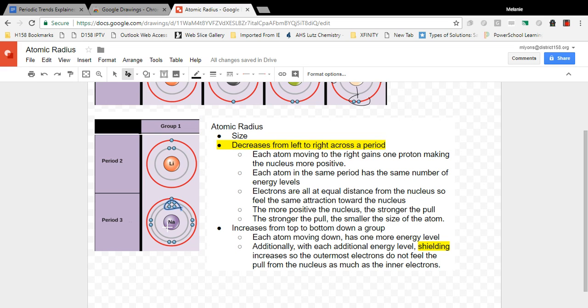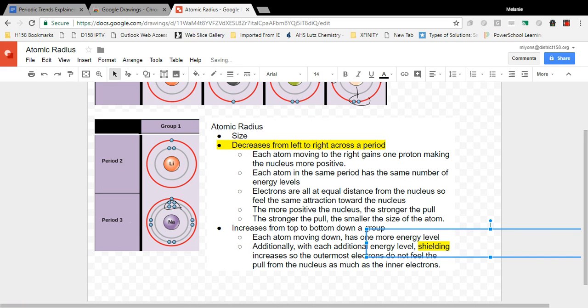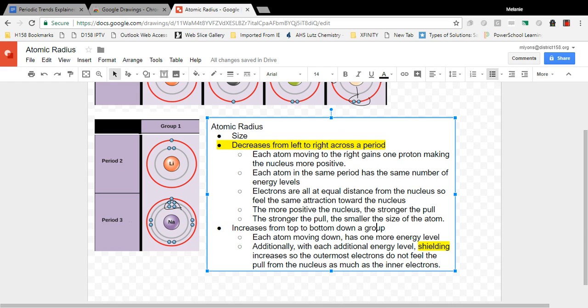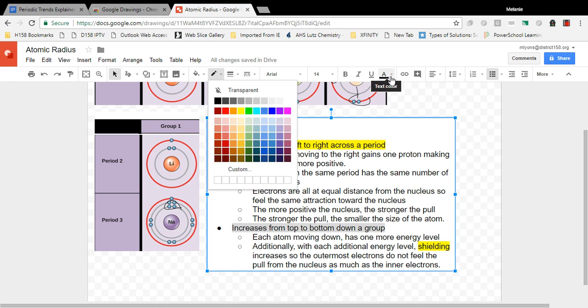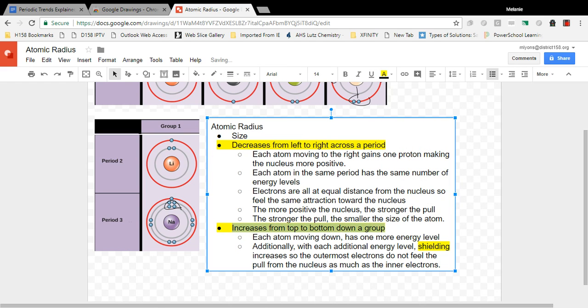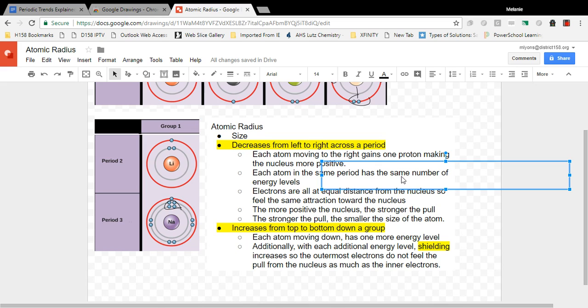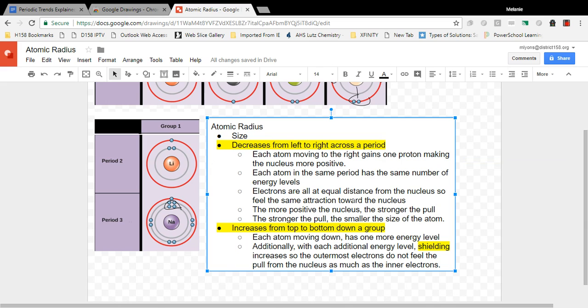So that's atomic radius. I hope that helps a little bit. As we go from the top of a group to the bottom, atomic radius is going to increase. So we have the two trends for atomic radius, or size: it decreases from left to right and increases from top to bottom.